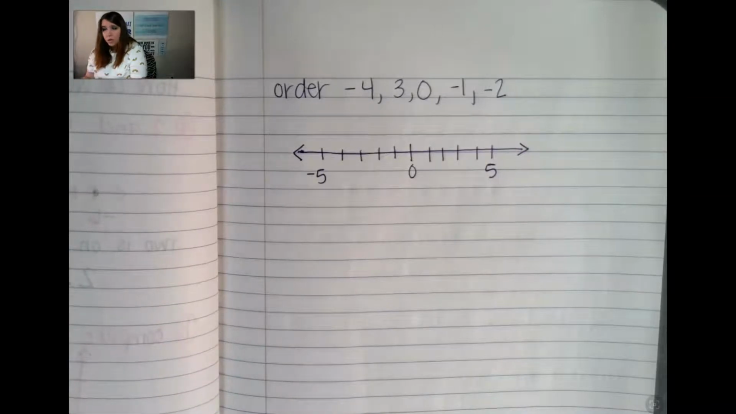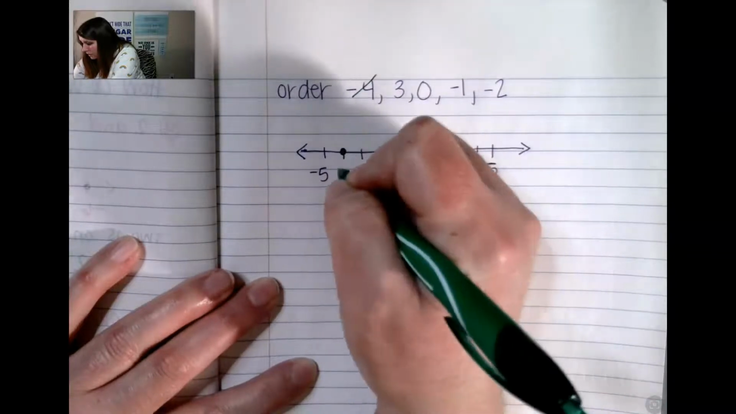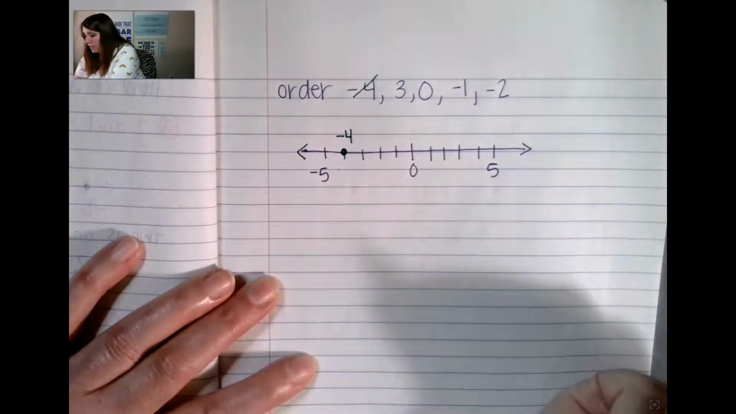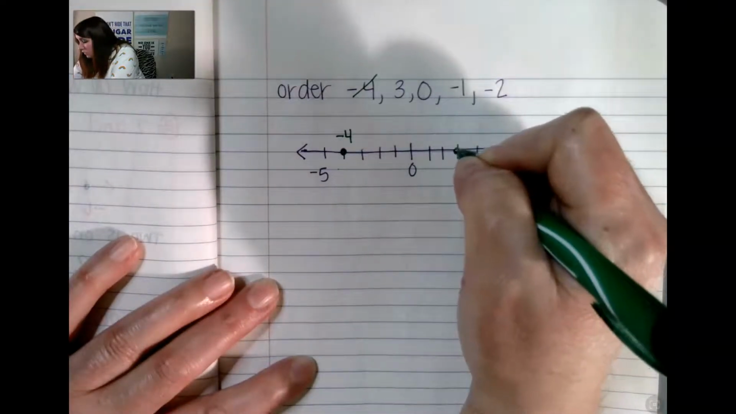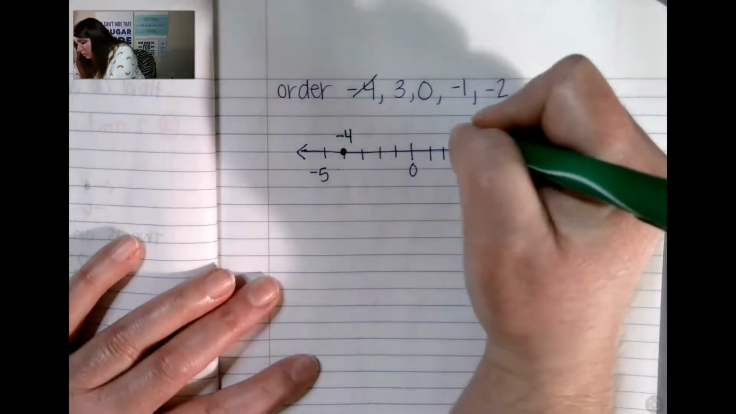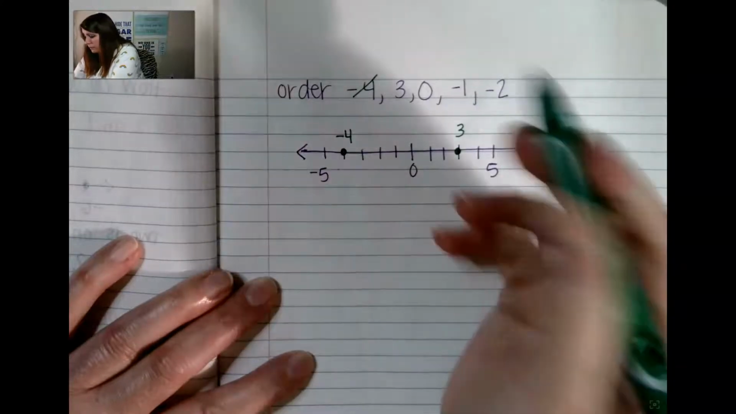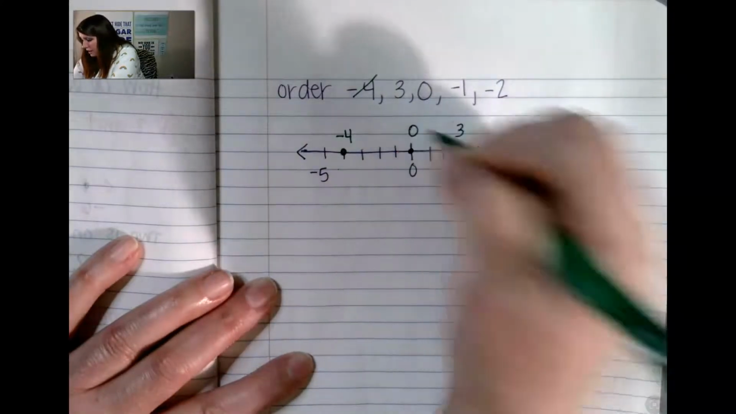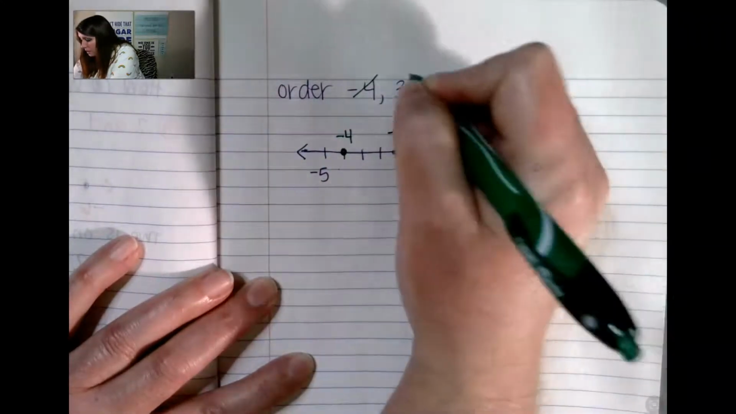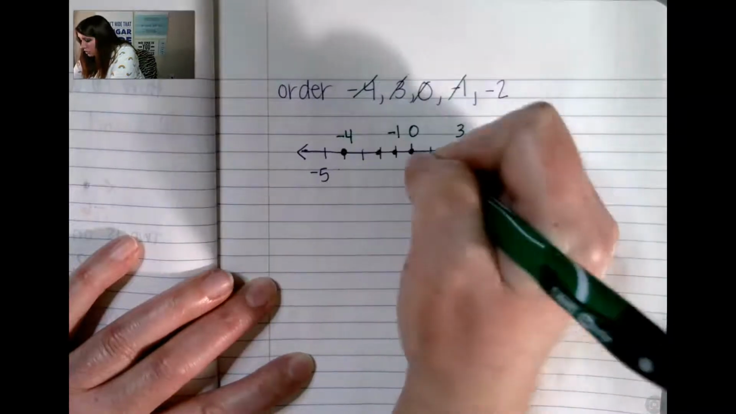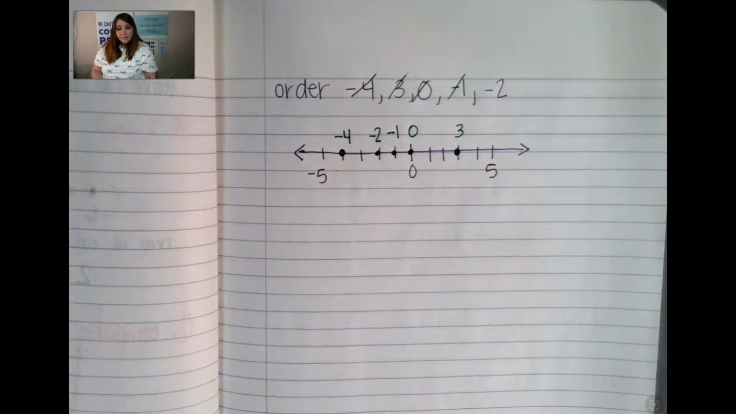Okay, so let's see here. We have -4. So I'm going to come over here and put -4. And then I need to graph 3. So 1 jump, 2 jumps, 3 jumps. I know it's over here because it's positive, and positive is on the right. So I'm going to put 3 right there. And then 0. Oh, there's my 0 right there. And then -1, which is right here, and -2. So 1 jump, 2 jumps, that's -2.